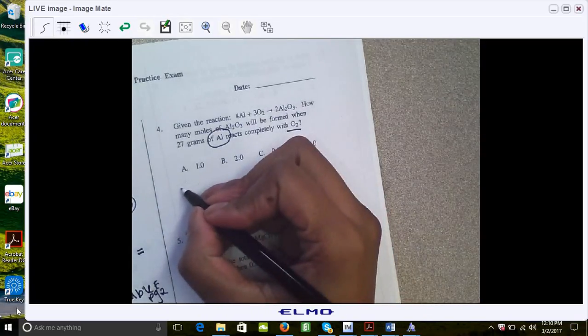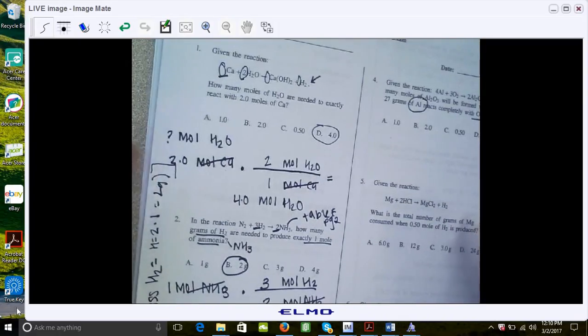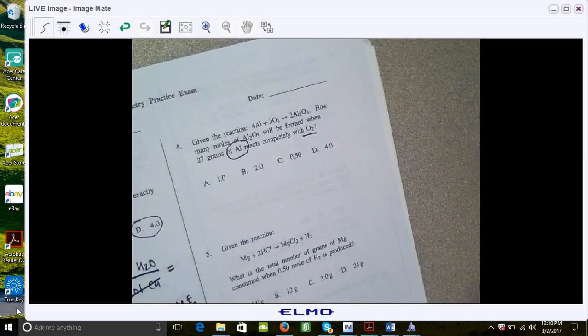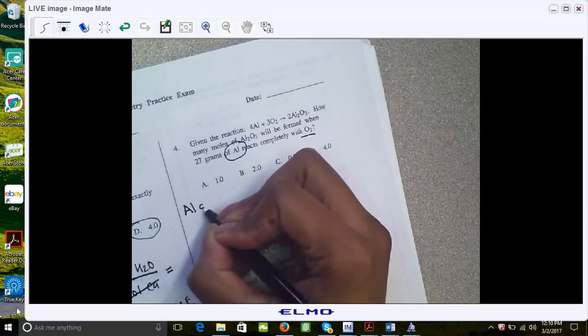They give you a lot of information you don't need on these. So if we look at the rest of our problems, we see that we were given moles. We did everything starting with moles. But this time they gave us grams. So, but we need it in moles. So we're gonna convert our grams of aluminum.